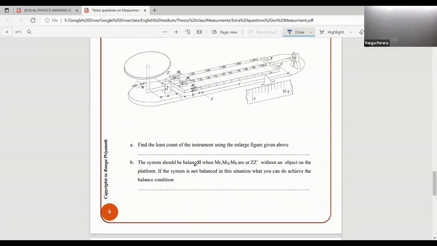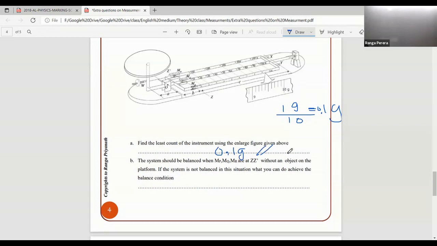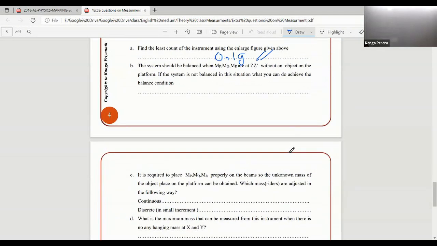Find the least count of the instrument using the enlarged figure. If you look clearly, it is a triple beam balance. Here 9 gram, 10 gram. So in between 9 to 10 gram, you have 10 divisions. 10 divisions means 1 gram is divided into 10. You can read up to 0.1 gram. 0.1 gram is the least count of the instrument. If you have anything, please ask.